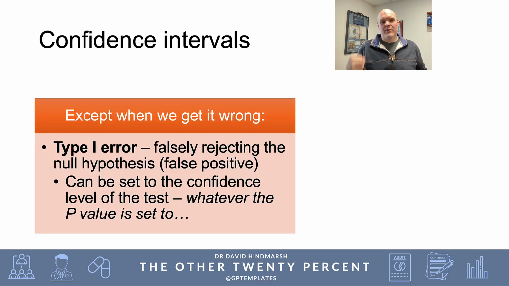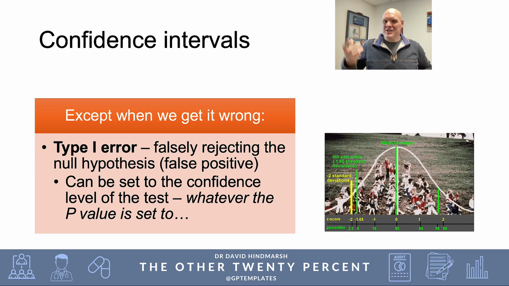So a type 1 error is when you falsely reject the null hypothesis. So, the null hypothesis is that nothing's there, or that nothing has changed, when actually it's completely normal. Okay, so the null hypothesis that there's no change, and you've said nope, that's incorrect, there is a change there, and it can be set to the confidence level of the test, whatever the p-value is set to.